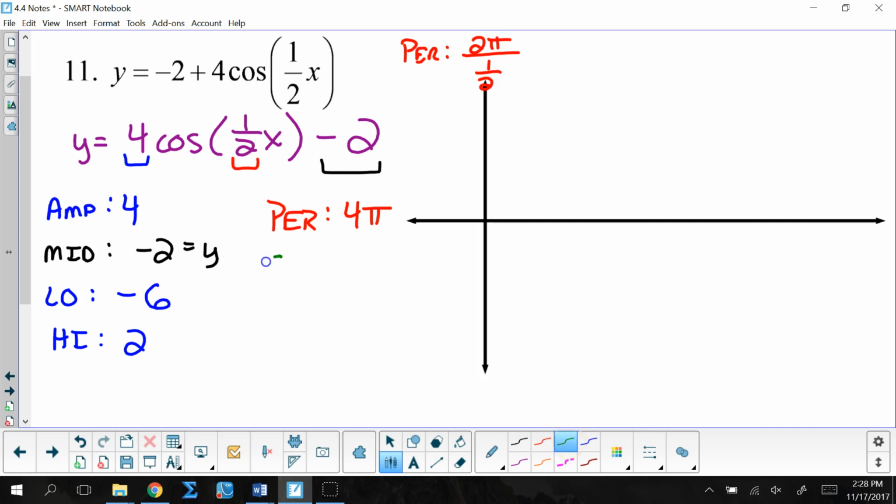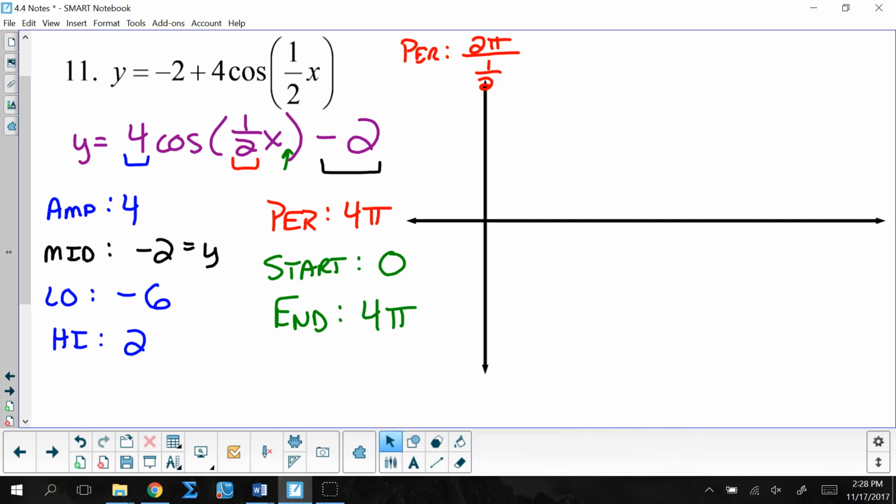Start value is what's inside the parentheses after the x. There's nothing there, so I'm going to start at 0, which means I will then end at 4 pi. Okay. Only tweak that I would make to this graph is I would probably just extend it down a little bit lower, just because it's going to be a little bit of a lower graph.